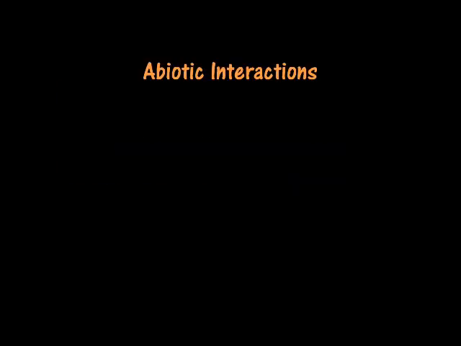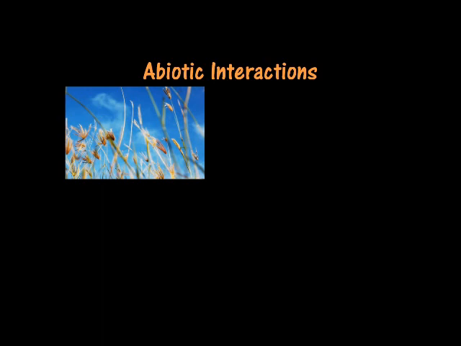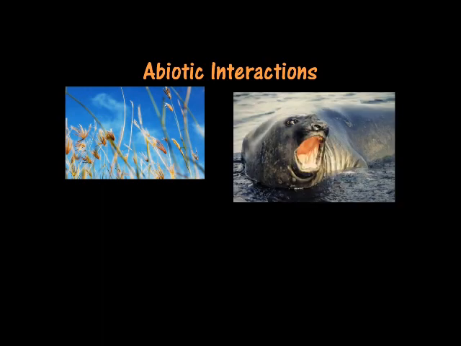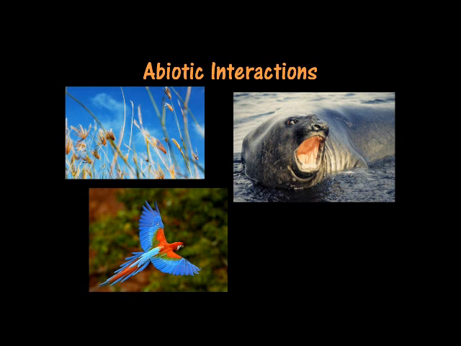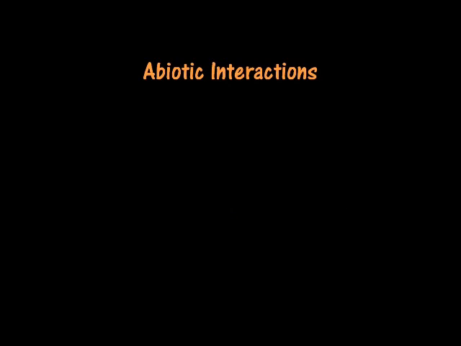Organisms need air. Plants need carbon dioxide, and animals need oxygen. Birds use air to fly, to catch prey, or to escape predators. Using air would be an example of an abiotic interaction. Without air, the organisms could not survive.